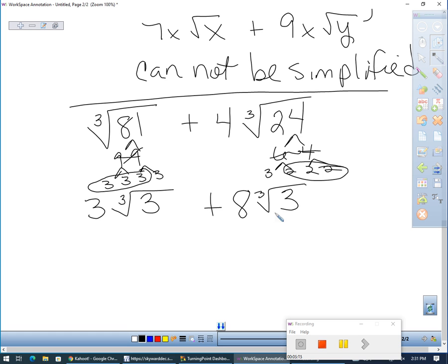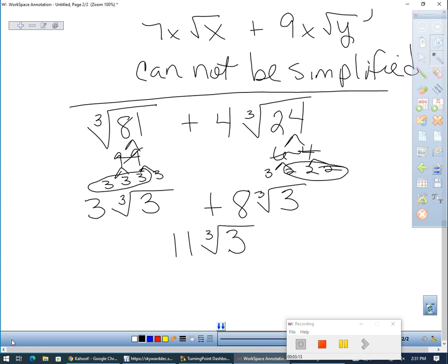Now can I add these together? We have 3 cube roots of 3 plus 8 cube roots of 3 give us 11 cube roots of 3. Pretty good? All right. So let's move on to the next part then. So we talked about adding and subtracting. They all follow the same thing, right? Right, exactly.